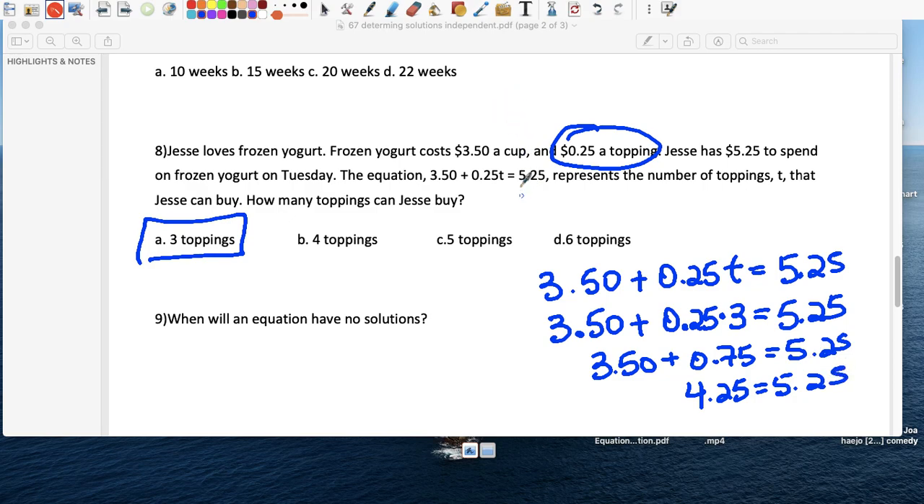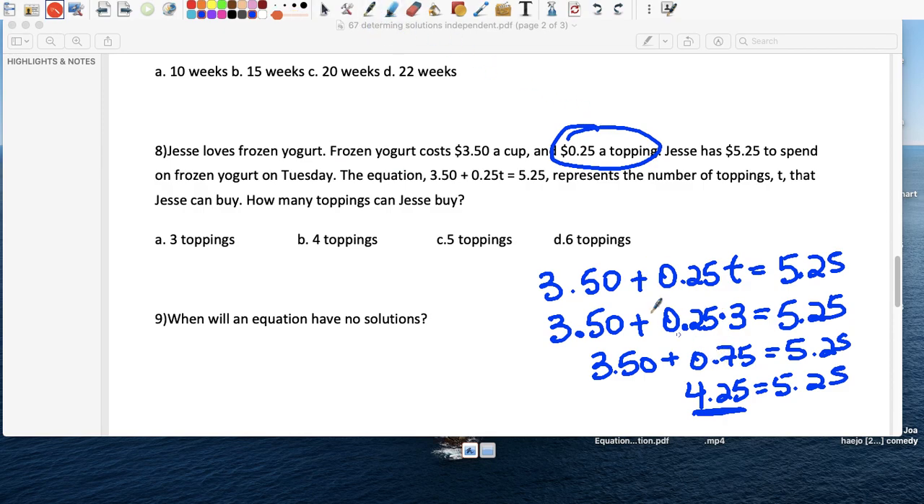So, the question though should have said, la pregunta mejor sería, ¿cuál es el número máximo de toppings que ella puede coger? Right? Because right now, 4.25 no es igual a 5.25. So, three toppings, she has enough money for three toppings. I hate this question. They wrote the question incorrectly.